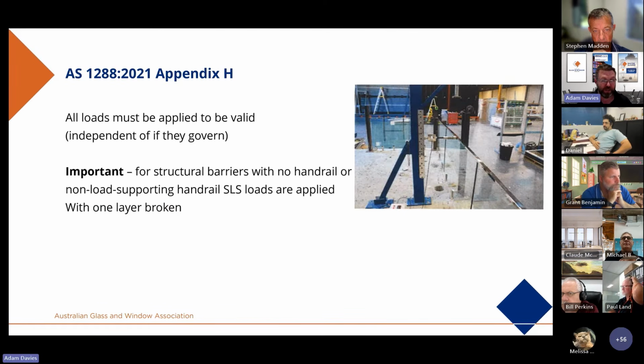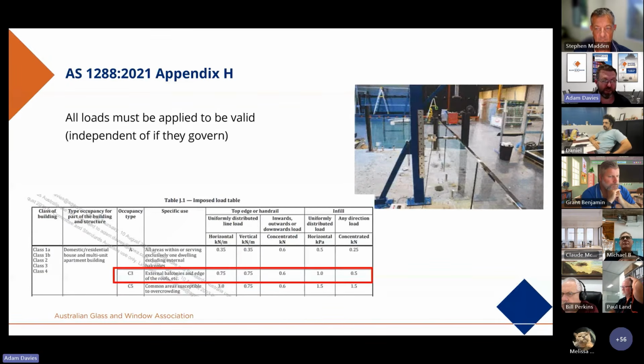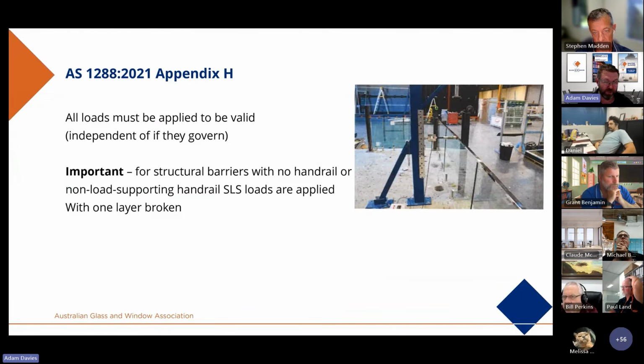Now, I will highlight that for structural barriers with no handrail or no load-supporting handrail, when you are applying these loads, these imposed load tables are SLS loads. I'll talk about how we move these into ULS in a little bit. But for structural barriers, if you're testing one that has no handrail or no load-supporting handrail, then one layer of the laminate must be broken when the SLS load is applied.